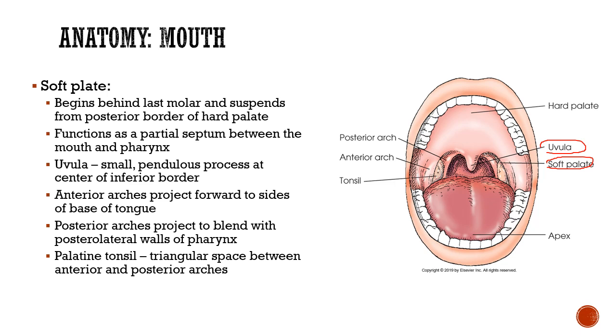The anterior arches project forward to the sides to the base of the tongue. The posterior arches project to blend with the posterolateral walls of the pharynx, and between those two arches are the tonsils. The palatine tonsils are located bilaterally.